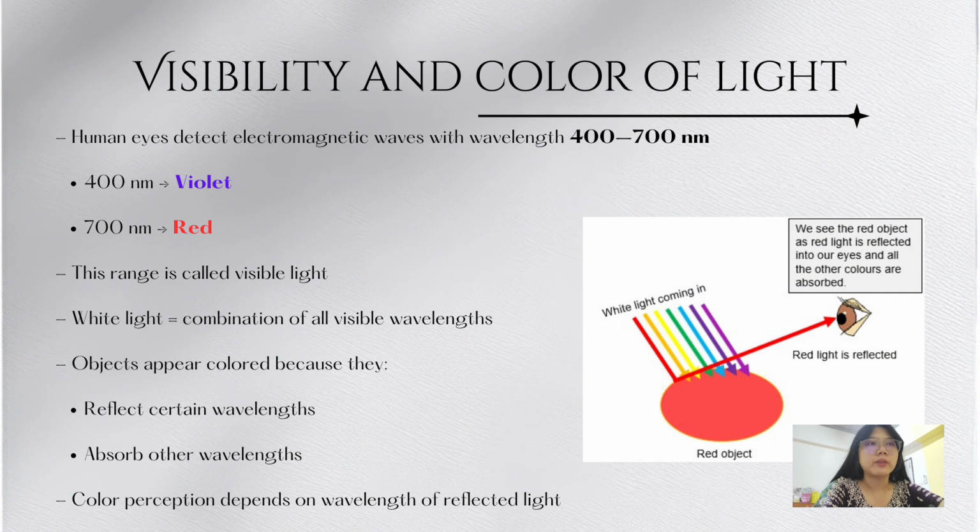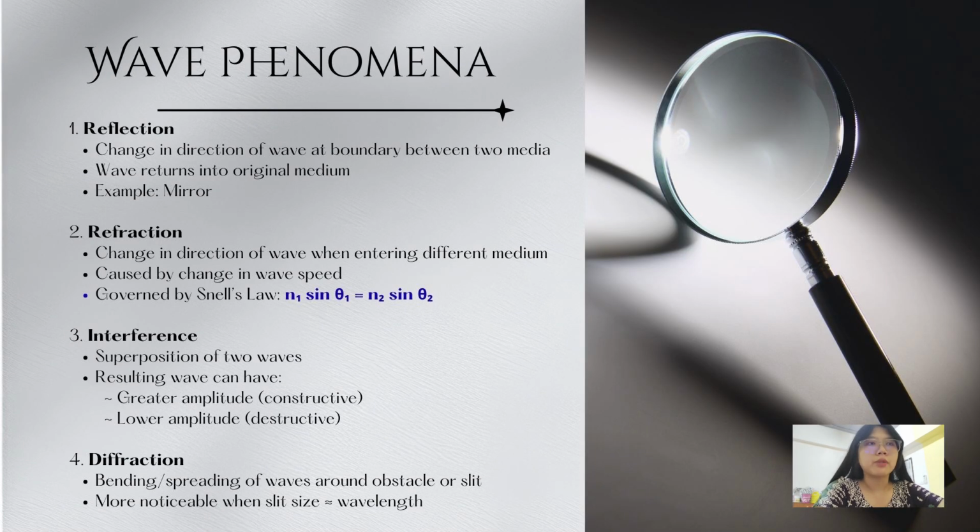Light is an electromagnetic wave that we can see from 400 to 700 nanometers. White light is also made of all colors, and objects look colored because they reflect some light and absorb the others. What is more, light also has reflection, refraction, interference, and diffraction.